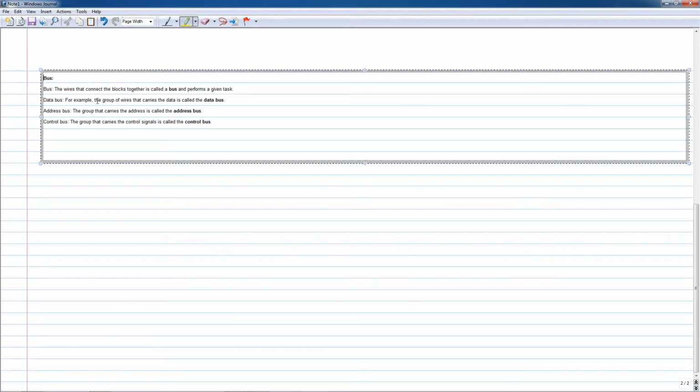The data bus, for example, is a group of wires that carries data and is called the data bus between each one of the components. The address bus is a group of lines also that carries the address that accesses the particular memory location inside of either a memory chip or an input-output block. In addition, we have the control bus, which is a group of lines that carry control signals that perform various functions throughout the computer.